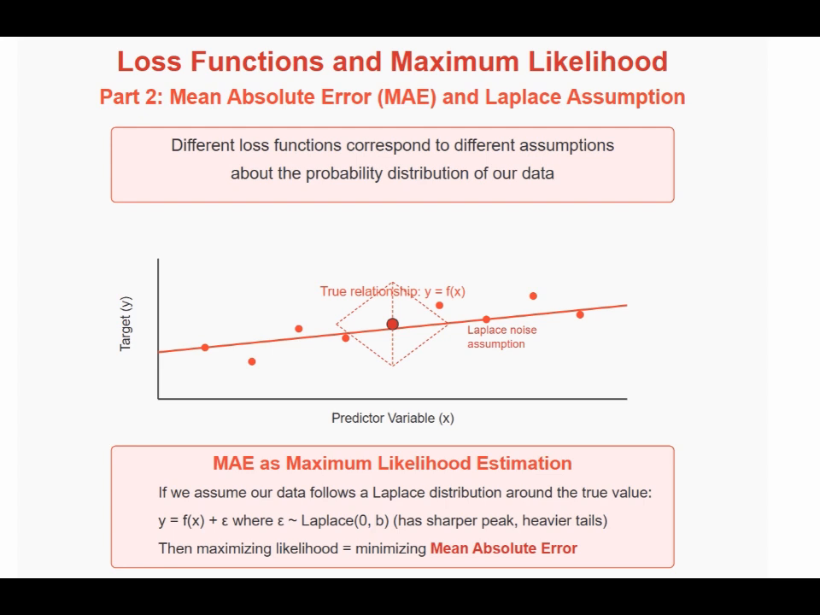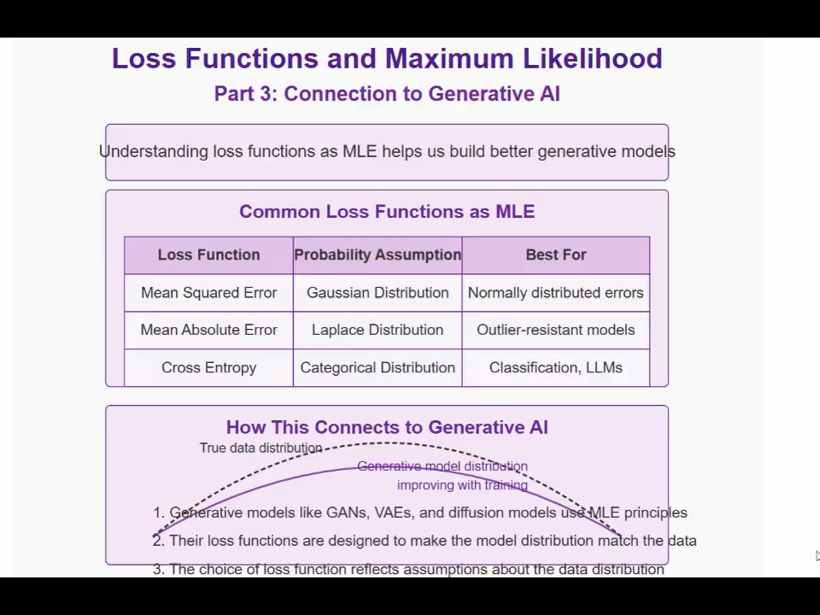Understanding loss functions as probability assumptions helps us make more informed choices about which loss function is most appropriate for our specific problem domain based on the error distribution we expect to encounter, rather than just using the most common loss function by default. Understanding loss functions as maximum likelihood estimation provides profound insights into how generative AI systems actually learn and create new content. This connection is central to how these models develop their remarkable generative capabilities.